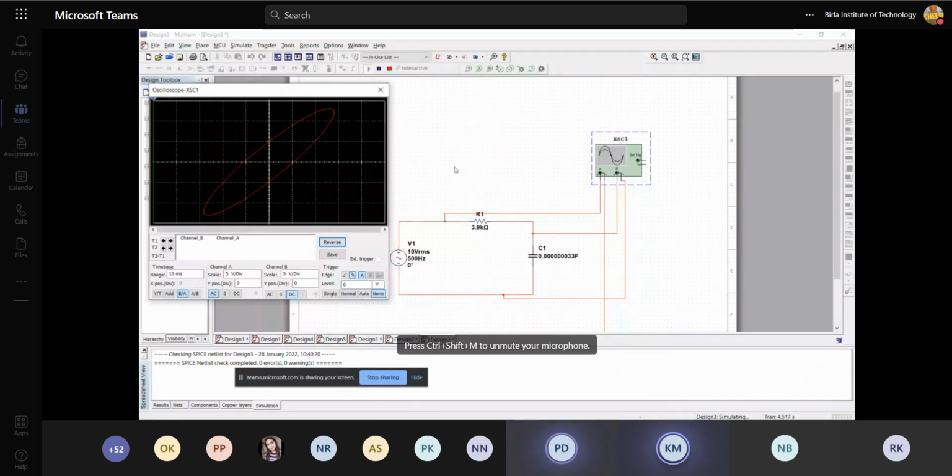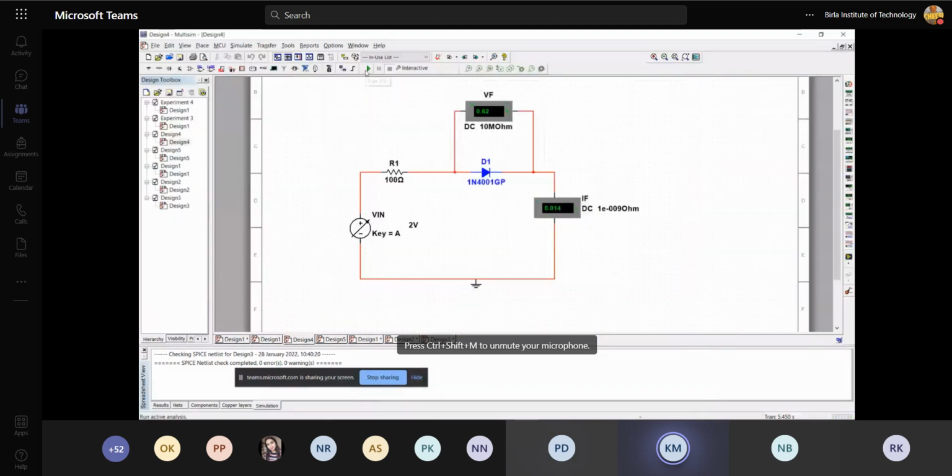Ma'am, now I'm showing experiment number 2. This is experiment number 2, first part, and now I'm running it. Wait. Yeah, now it is coming. Experiment number 2, forward bias characteristics. Yes, ma'am. It is running.